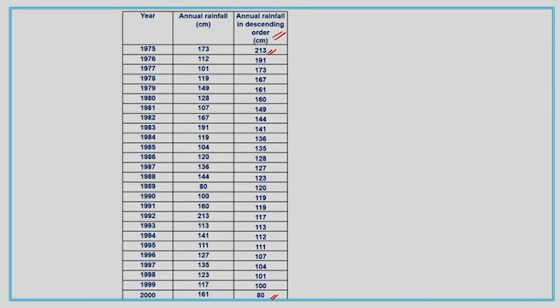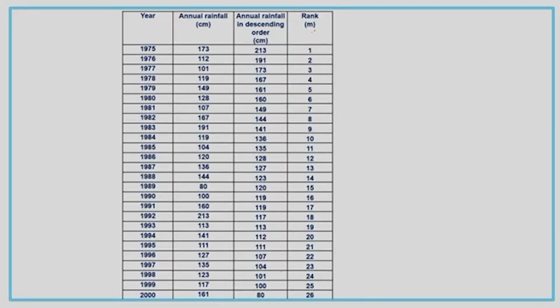Next step is to assign the rank for each and every data starting from 1. Highest value will be having a rank of 1. So, the rank is assigned to each data point starting from 1 to 26. You can understand that here we are having 26 data points. So, the first one, that is the highest value, is given a rank of 1 and the lowest one, that is 80 centimeter, is assigned a rank of 26. Now, we can find out the exceedance probability corresponding to each and every event.